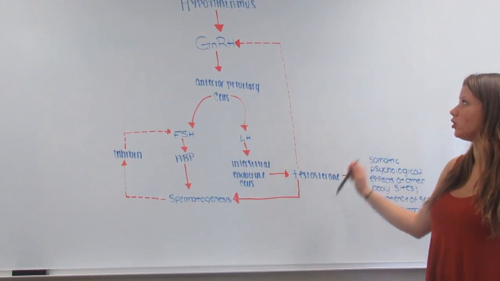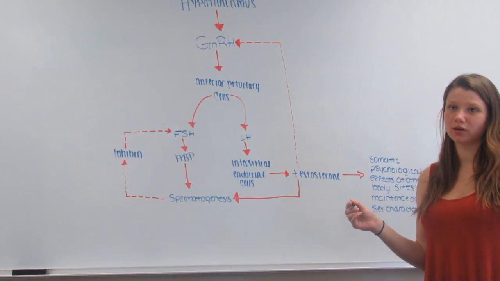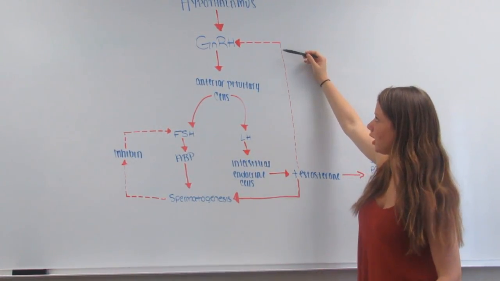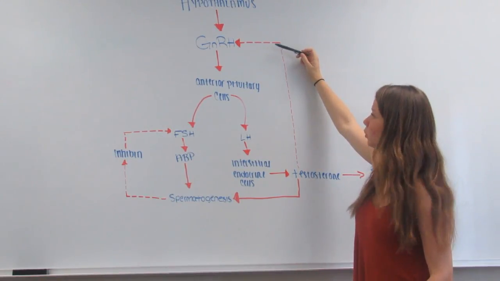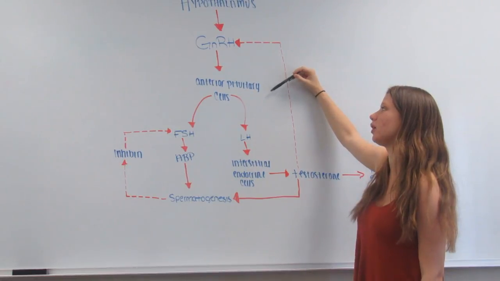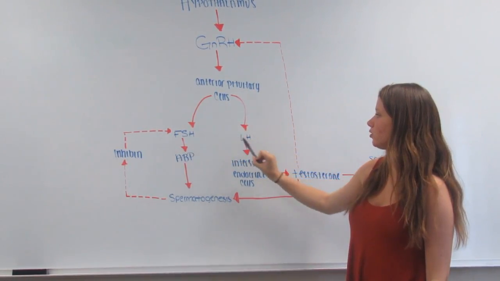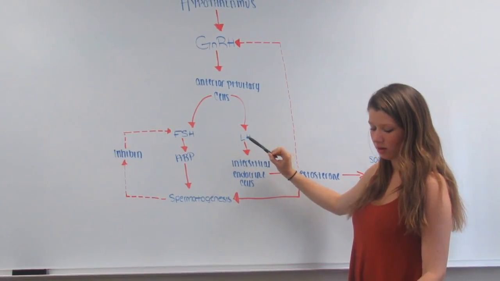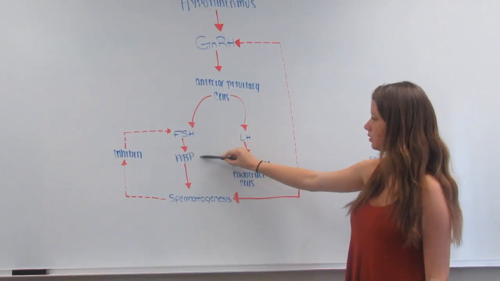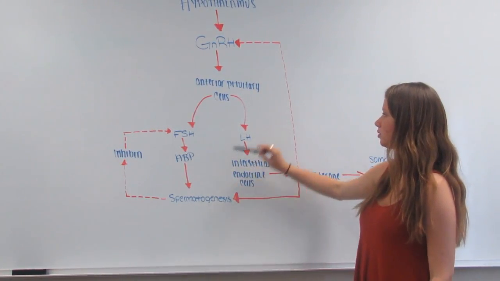So this is the HPG axis. It regulates the production of gametes and sex hormones. The hypothalamus releases GnRH, which via the hypophyseal portal system reaches the anterior pituitary cells. So these release FSH and LH. And FSH stimulates the sustentocytes to release ABP, which stimulates spermatogenesis.